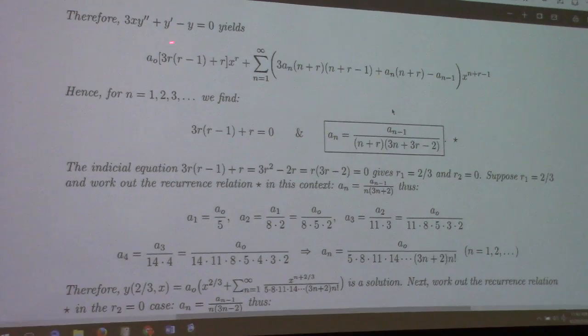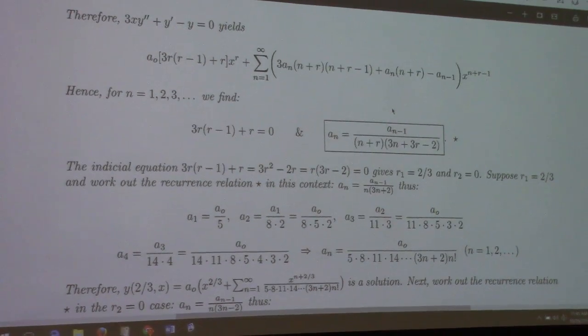Anyway, plugging it in gives you this. So you notice what I've done here is I've peeled off the constant term. Well, it's not a constant term, right? But the x to the r term, right? Which is coming from what? It's coming from, let's see here. I guess it's just coming from, right, exactly. And there's none of that here because why? It's already. Oh, okay, right.